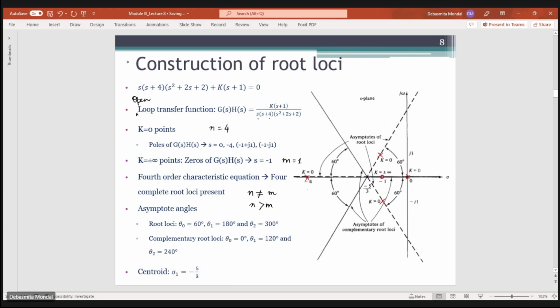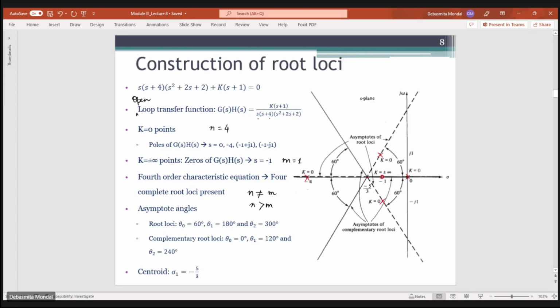Okay. So what you can do is draw the asymptotes. The asymptote angles will be 60 degrees, 180 degrees and 300 degrees. So you can draw one asymptote at 60 degrees, which is this one, another asymptote at 180 degrees, which will be this one, and the other asymptote at 300 degrees, which will be this one. These dotted lines are the asymptotes of the complementary root loci, and the solid lines are the asymptotes of the root loci.